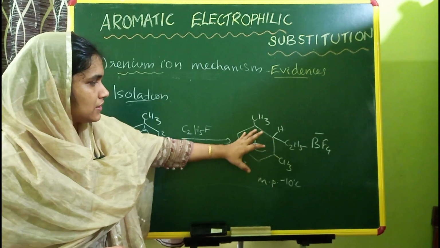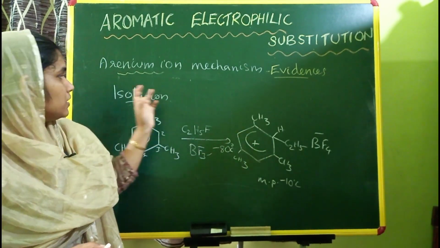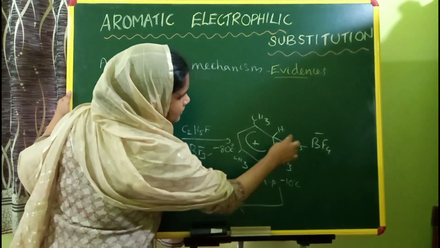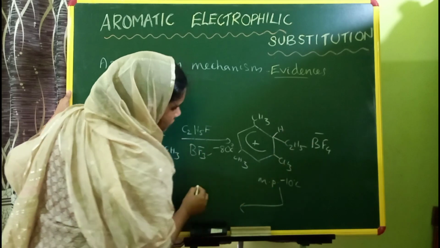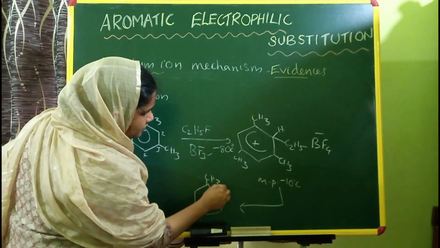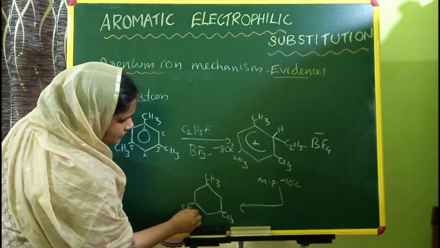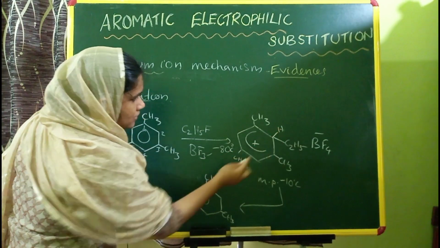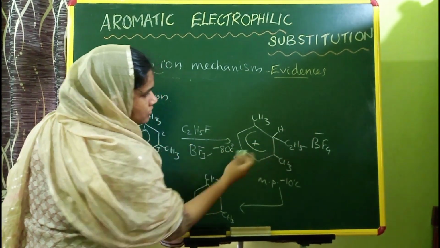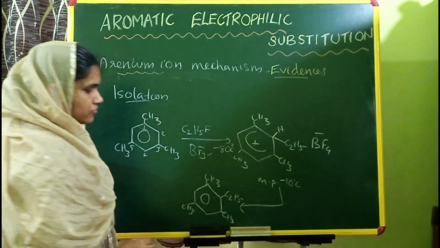So formation of this intermediate, or this compound, is evidence for this arenium ion mechanism. The next step will be the removal of this hydrogen to form a compound like this, with CH3 groups. This proton is removed from this compound, and C2H5 is formed.